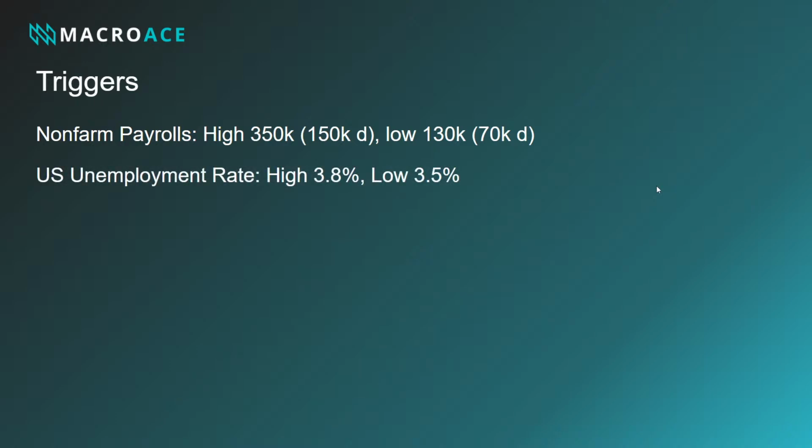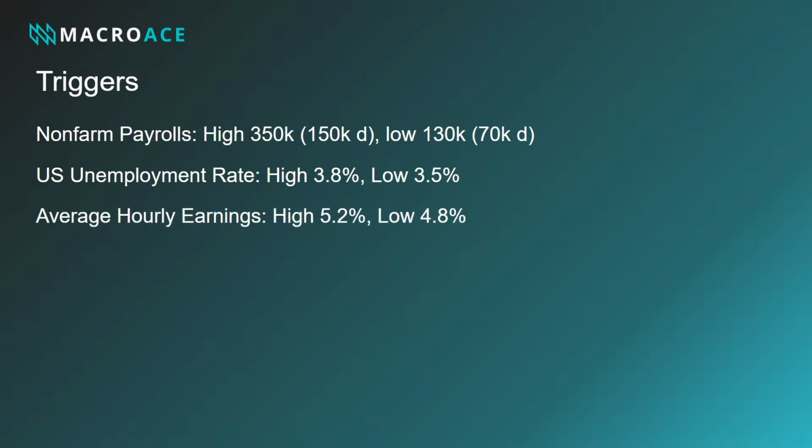Then economists also see a high estimate of 3.8% with a low of 3.5% for the unemployment rate. Average hourly earnings, again, a key inflationary figure too, to understand, is there a wage price spiral? Is it going to get out of control? Is it going to stay strong, or is it going to decline and weaken? That has a high estimate of 5.2% with a low estimate of 4.8%. So that's what we want to be aware of, okay?